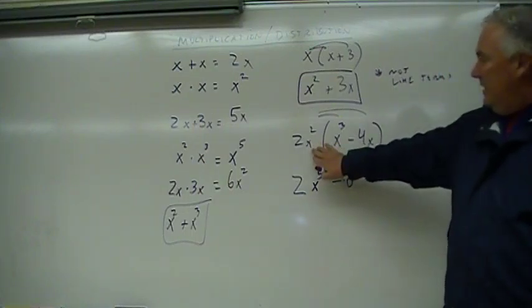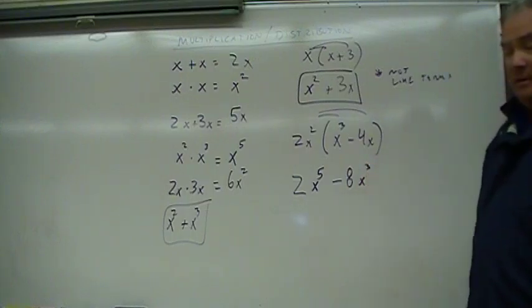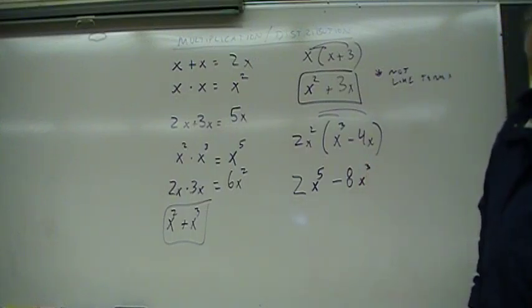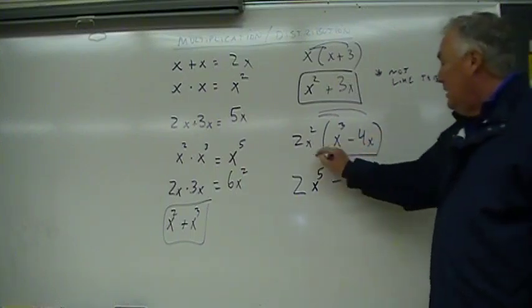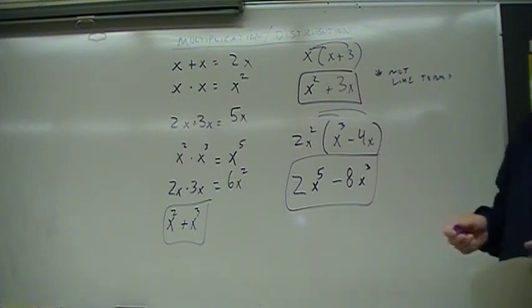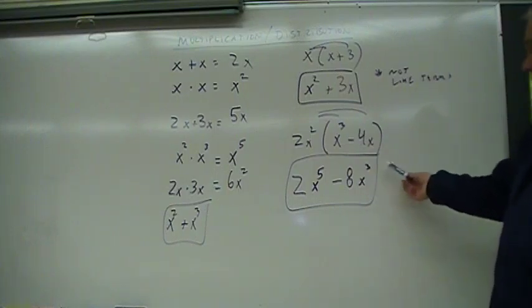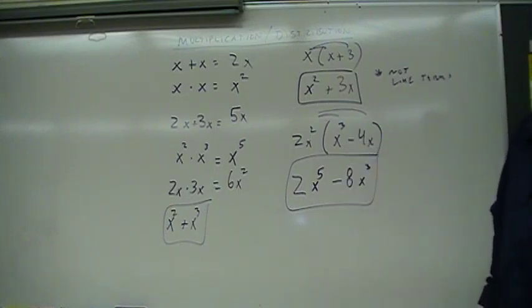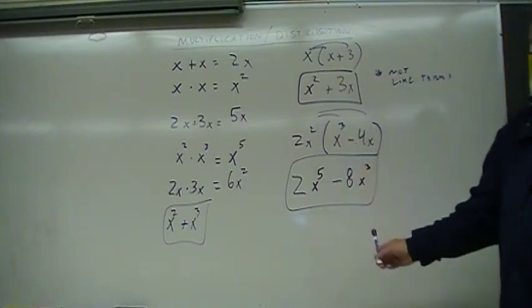Then we have x squared times x, x to the third. Okay, and make sure we keep track of our negative. That's real important. Those are not like terms, so we can't subtract them in this case. Okay, and that becomes our answer. That's the simplest form. When you multiply this times this, you get this.